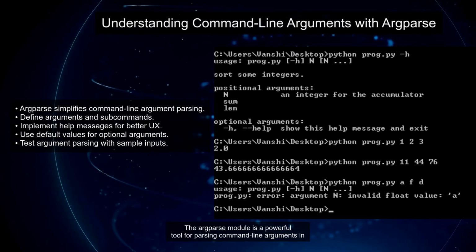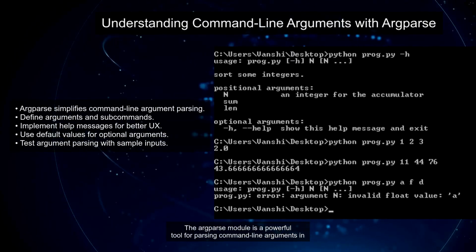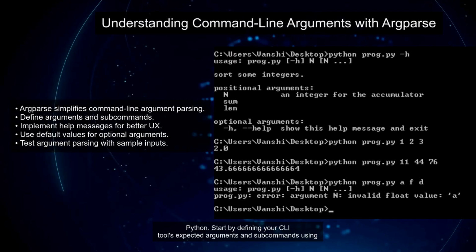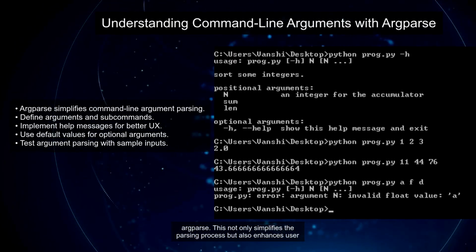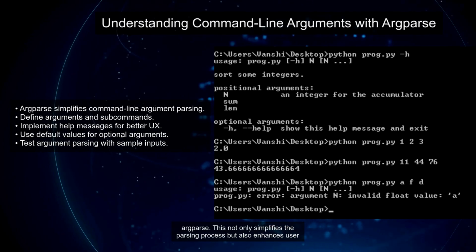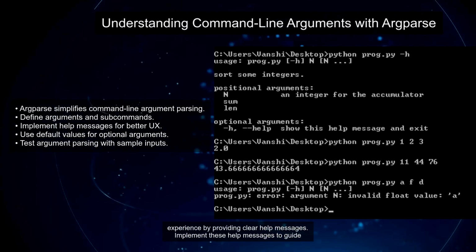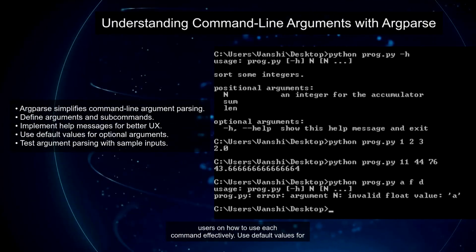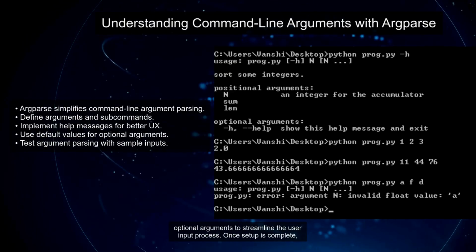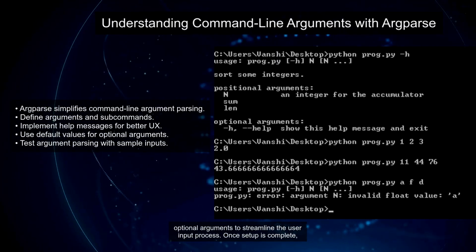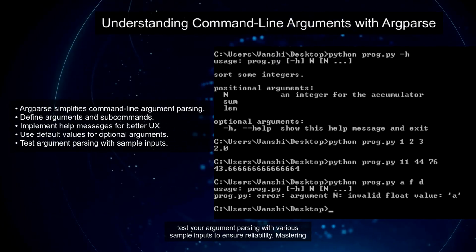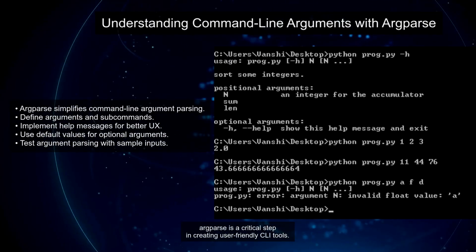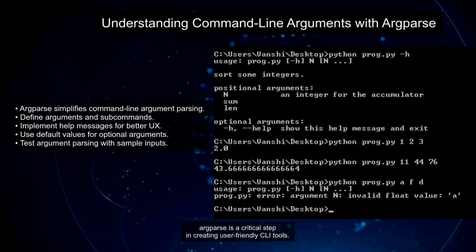The Argparse module is a powerful tool for parsing command line arguments in Python. Start by defining your CLI tool's expected arguments and subcommands using Argparse. This not only simplifies the parsing process but also enhances user experience by providing clear help messages. Implement these help messages to guide users on how to use each command effectively. Use default values for optional arguments to streamline the user input process. Once setup is complete, test your argument parsing with various sample inputs to ensure reliability. Mastering Argparse is a critical step in creating user-friendly CLI tools.